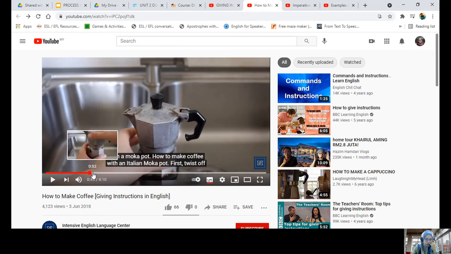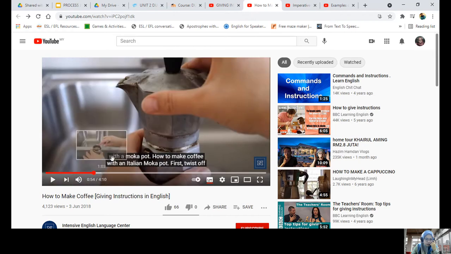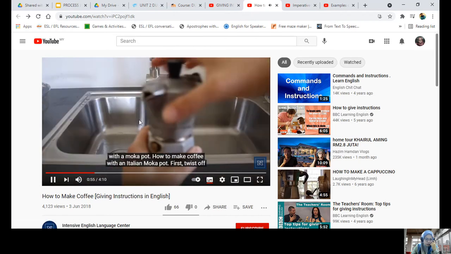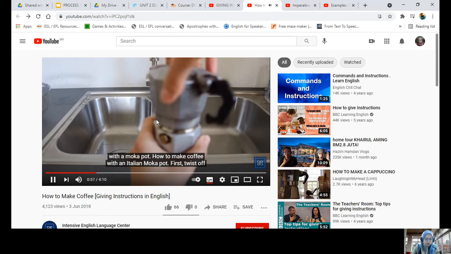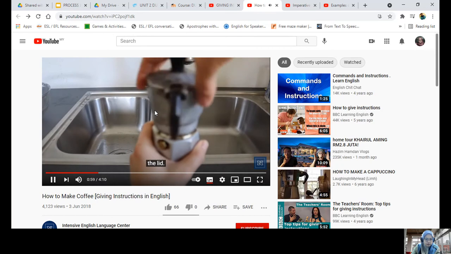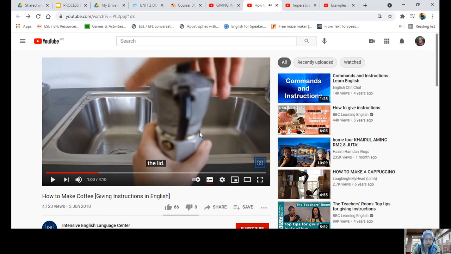The first step ni. First, twist off. Twist off the lid, kan.